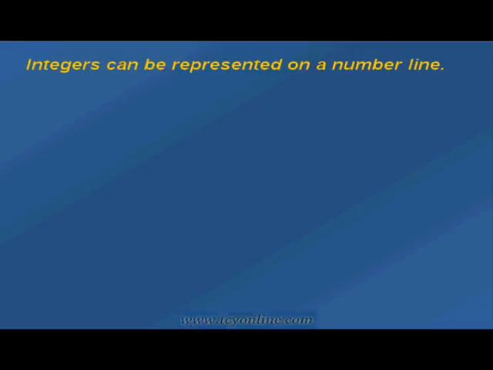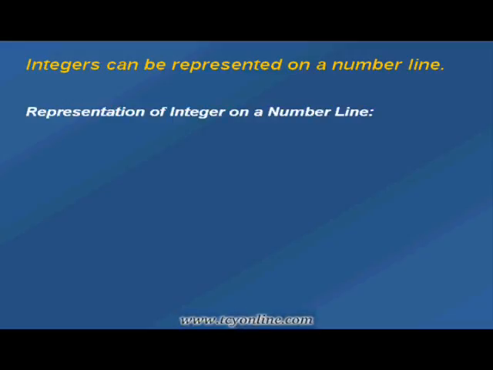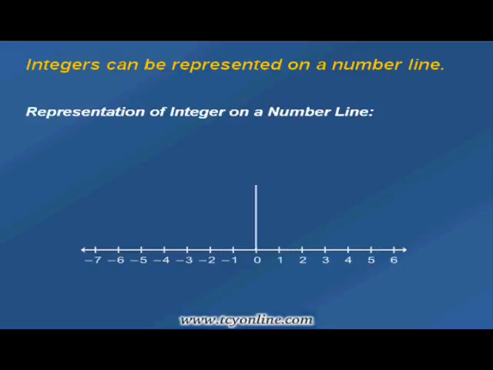Integers can also be represented on a number line. A number line is a line on which real numbers can be placed according to their value. Each point on a number line corresponds to a real number. The 0 point is called the origin. Now we shall see the representation of integers on the number line.